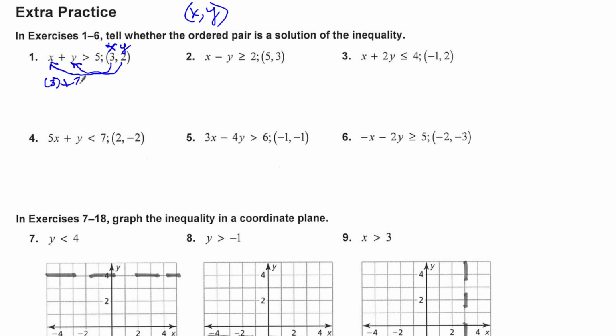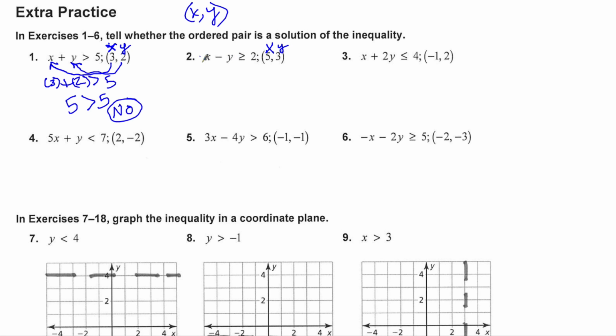So plus 2 is greater than 5. What's 3 plus 2? That would be 5. Is 5 greater than 5? The answer is no. It's equal to, but it's not greater than. So that means that 3 comma 2 is not part of the solution set. It's not a solution. Okay, now we go on to the next one.